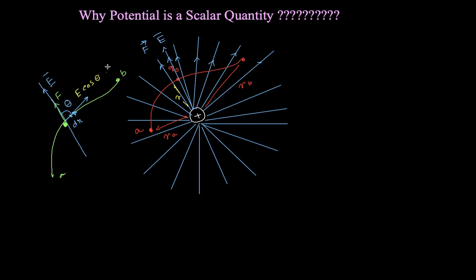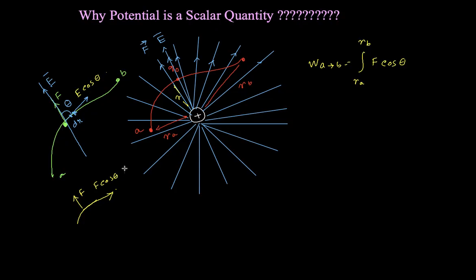Now you can calculate the work done from A to B. It becomes the integration from RA to RB, because the position vectors are RA and RB. What is the component of force? The force is also F cos theta, because the force is acting in this direction and the charge is displaced in this direction. That means the component of F is also F cos theta.